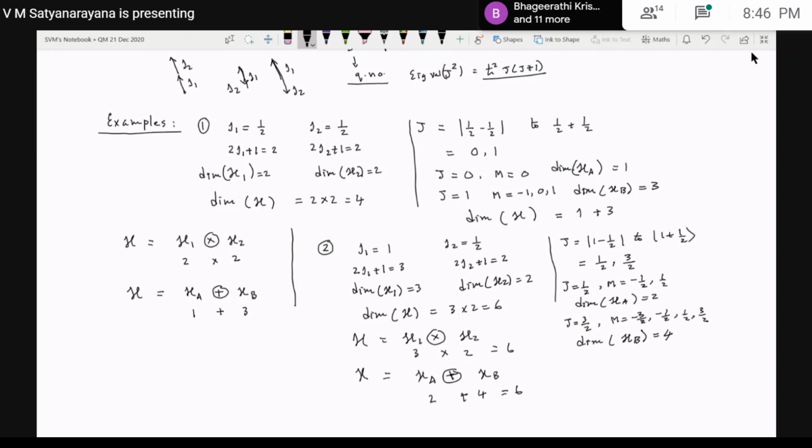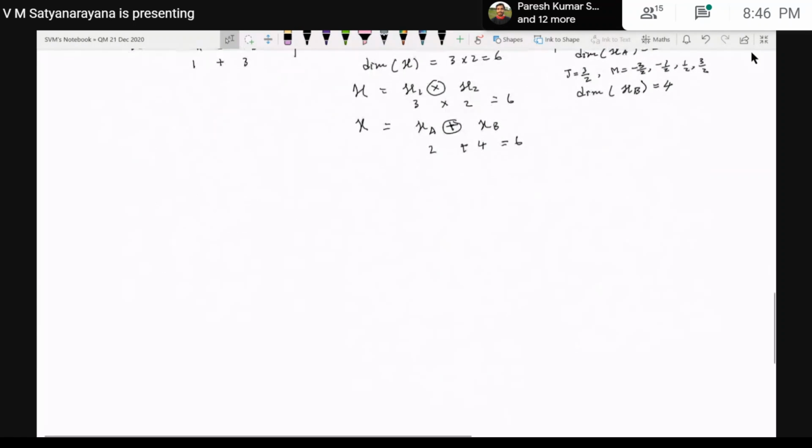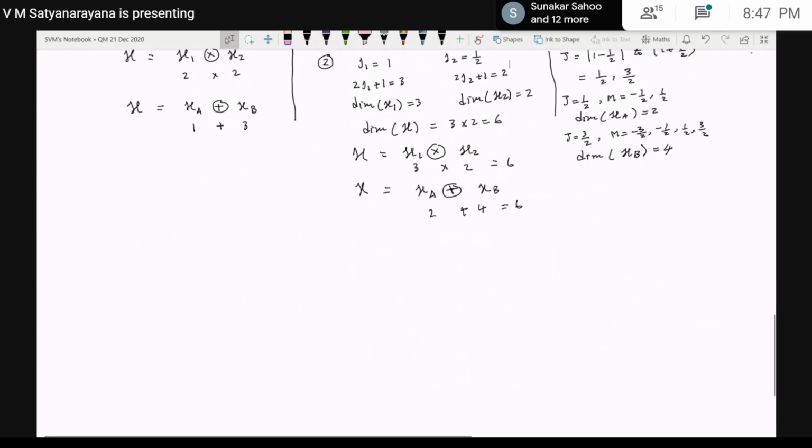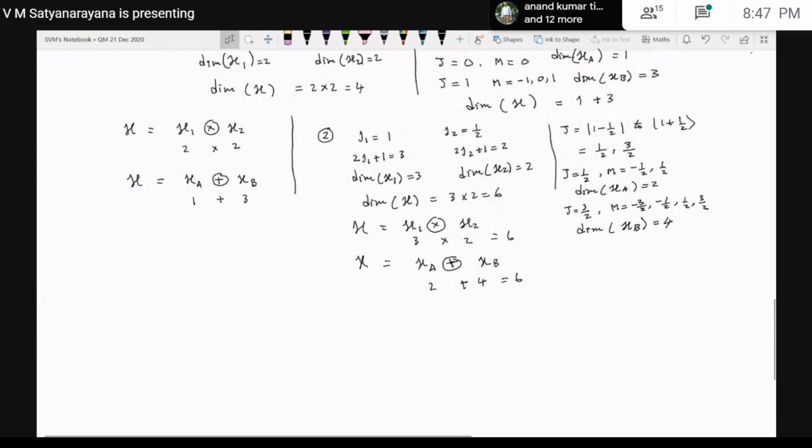It is not necessary that your direct sum representation has only 2 spaces. It can be more spaces, because as I told you, here this is always going to be H1 cross H2, but there you can have more than 2 also. So this is just to give you how to get the total angular momentum values.